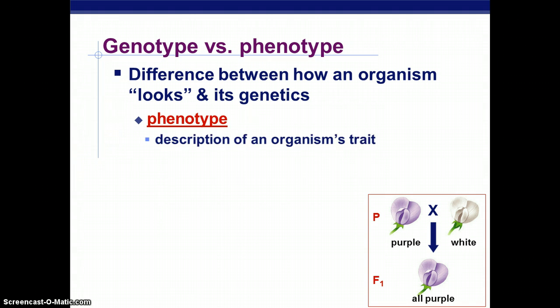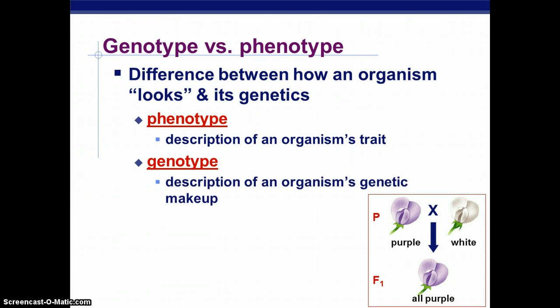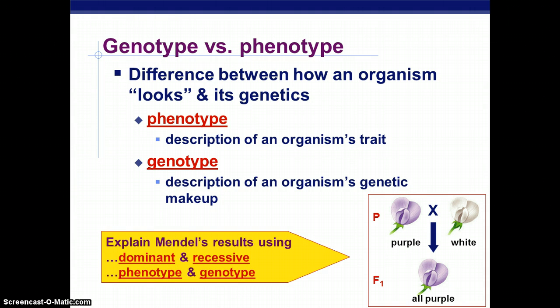So we did talk about this in class. I think y'all understand it. The difference between how an organism looks and what its genes are actually coded for. The phenotype is the physical description of the organism, while the genotype is the description of the genetic makeup.